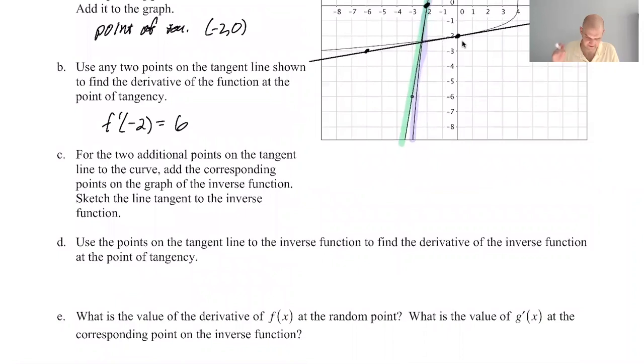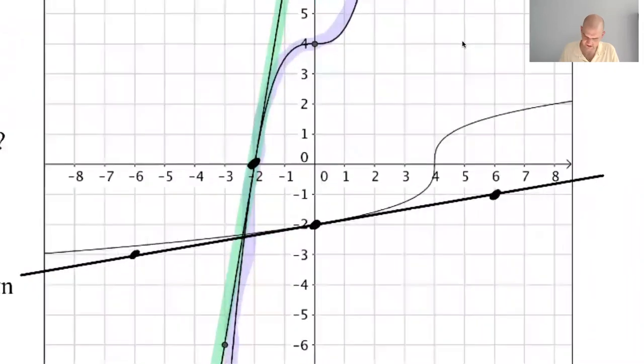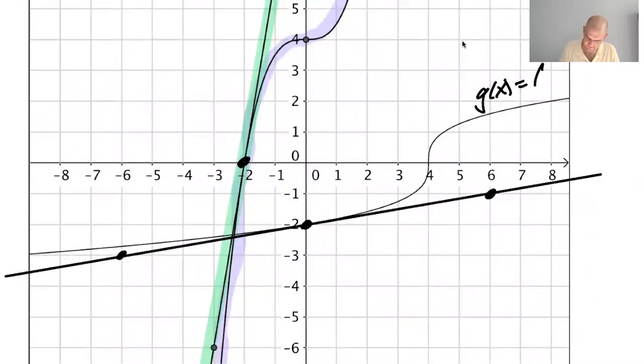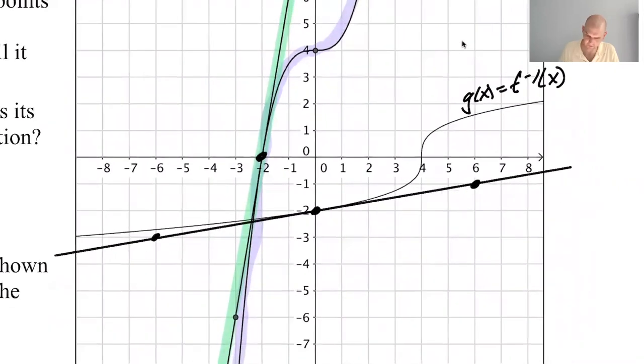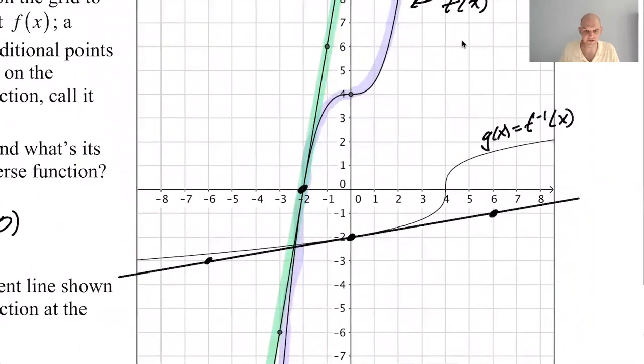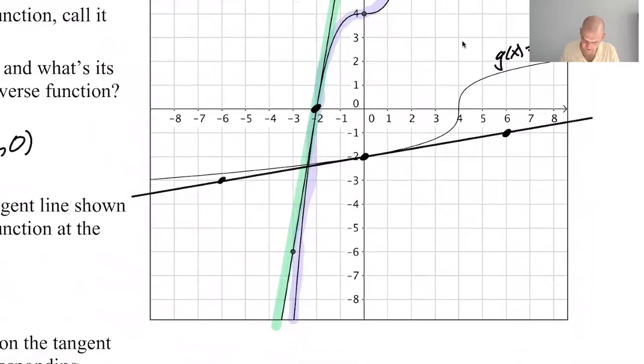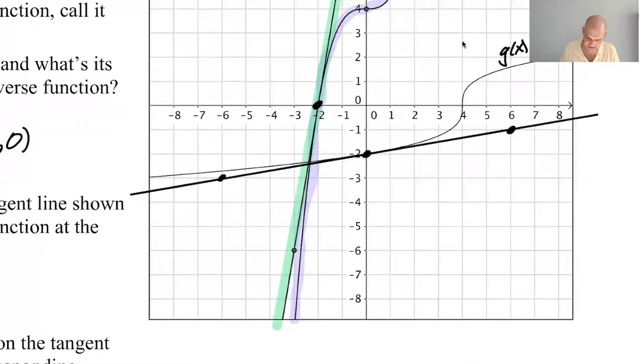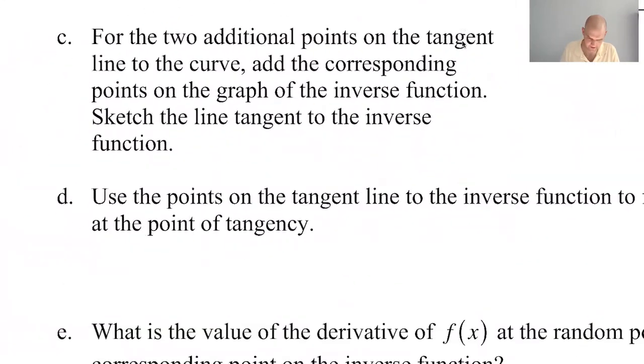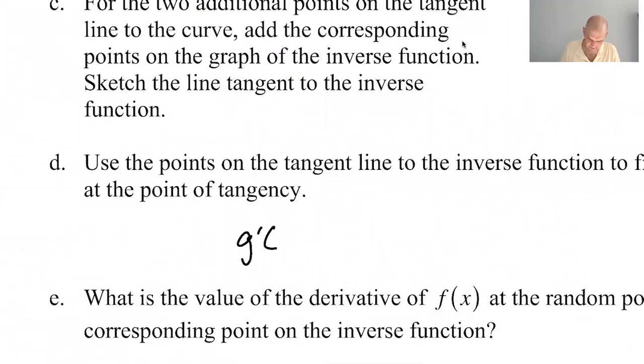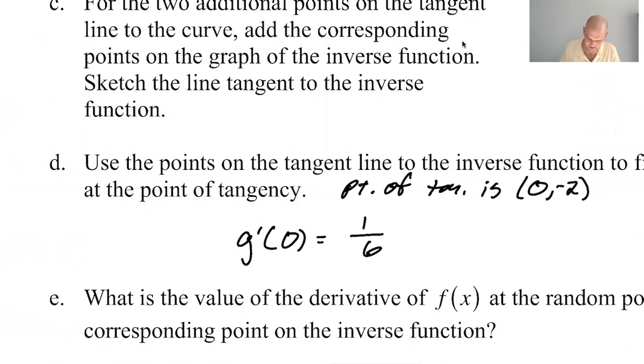Sketch the tangent line. Use the points on the tangent to the inverse to find the derivative of the inverse at the point of tangency. So if this is g of x, which is equal to f inverse of x, what's the slope of this thing? We go over 6 and up 1, so 1/6. So that's g prime of 0, because the point of tangency here is 0, -2. So g prime of 0 is 1/6: we went up 1 and over 6.